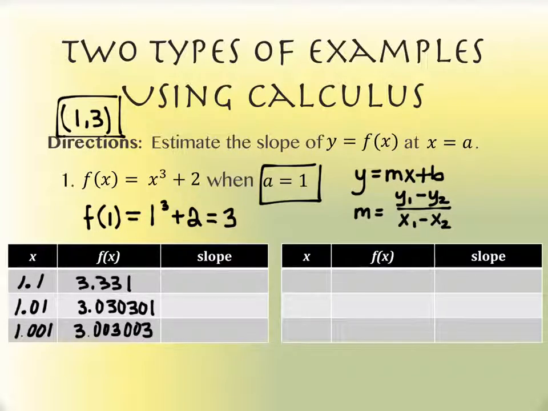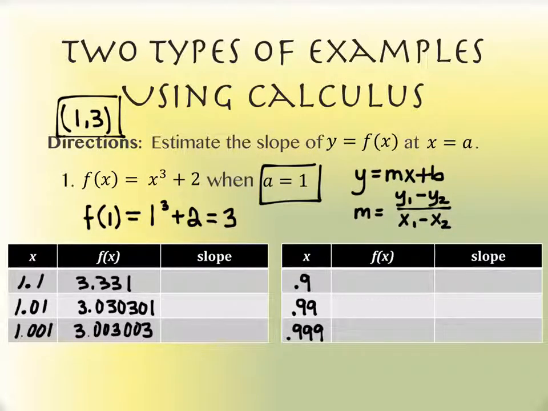So I don't need to just go to the right of 1. I also need to look to the left of 1. So something slightly smaller than 1 might be the number 0.9. Any idea what the next one might be? Somebody said it. It's 0.99. What might my last one be? Yeah, 0.999.